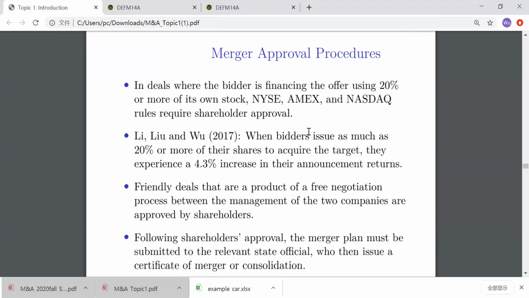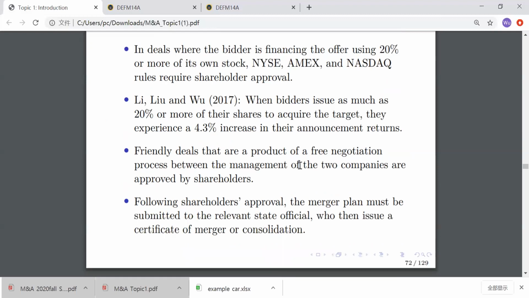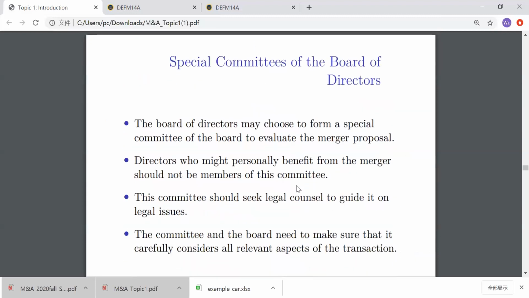But if it's not approved by the shareholders, it could be that it is out of the private interest, the self-interest, of the acquirer, right? So it might not be in the best interest of the shareholders. That's why investors might not have a good response. And following the shareholder approval, the merger plan will be submitted to the relevant state official, and then the state official will issue a certificate of merger or consolidation. Right? So this is the typical process.